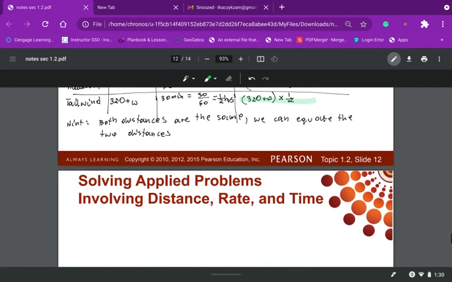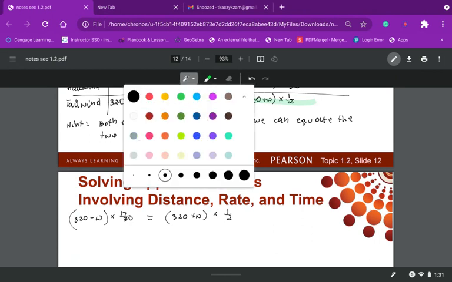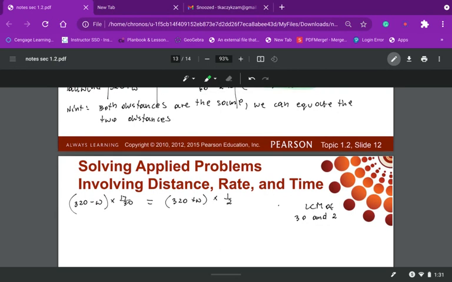Okay, so let's continue with this equation. We have 320 minus W times 17/30 equals 320 plus W times 1/2. Again, I don't like to work with fractions, so I'm going to find the lowest common multiple of 30 and 2. Those are the numbers which I see in the denominator, and the lowest common multiple is 30.